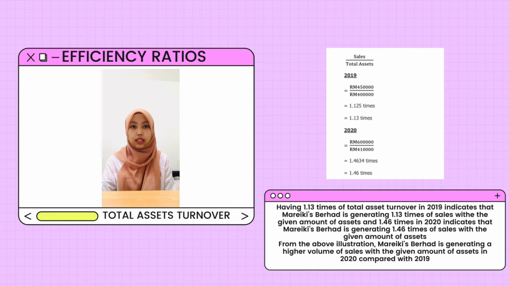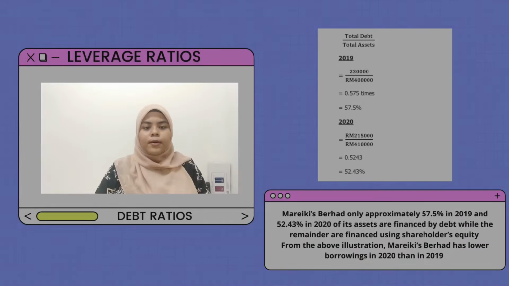Also, total asset turnover having 1.13 times in 2019 indicates that Mareiki Berhad is generating 1.13 times of sales with the given amount of assets, and 1.46 times in 2020 indicates that Mareiki Berhad is generating 1.46 times of sales with the given amount of assets. From the above illustration, Mareiki Berhad is generating a higher value of sales with the given amount of assets in 2020 compared with 2019.